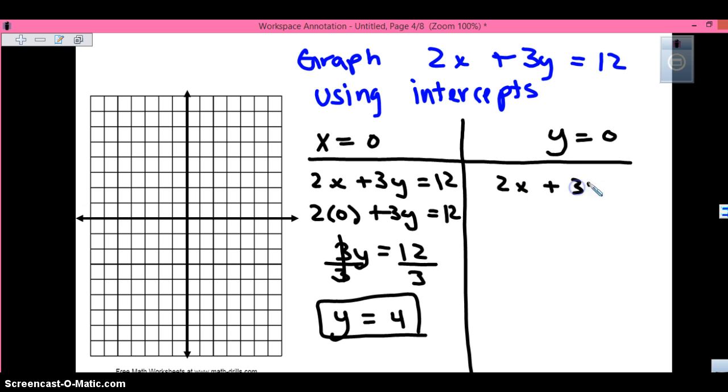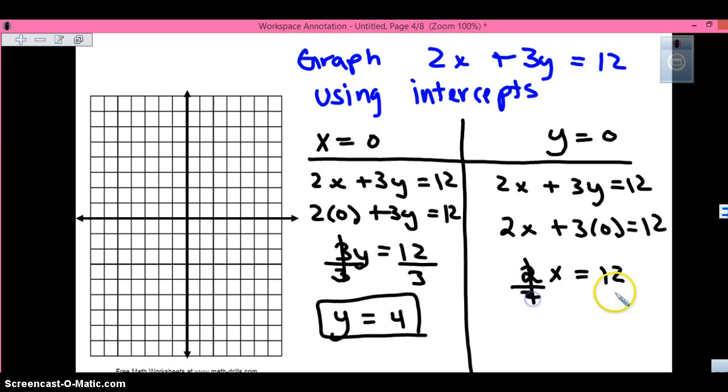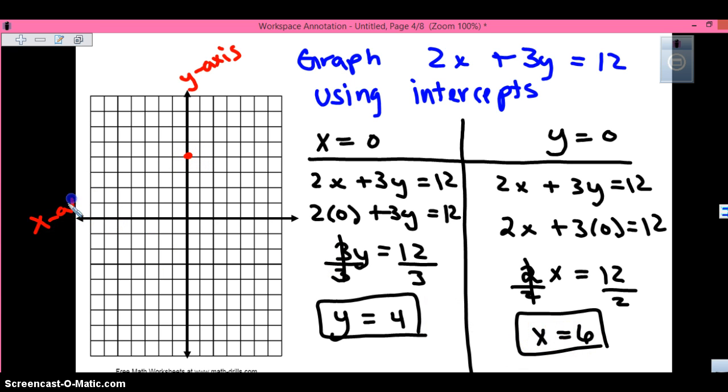If we substitute y with 0, means 2x plus 3 times 0 equals 12. 2x equals 12. Divide by 2 on both sides. x is equal to 6. My y-intercept is 4, so I'm going in my y-axis to number 4: 1, 2, 3, 4. My x-intercept is 6, so in my x-axis, I'm going to 6: 1, 2, 3, 4, 5, 6. And we're going to connect our points. This is how we graph using the x and the y intercepts.